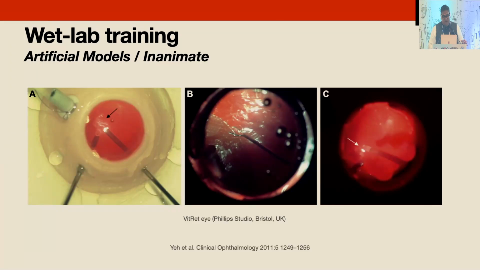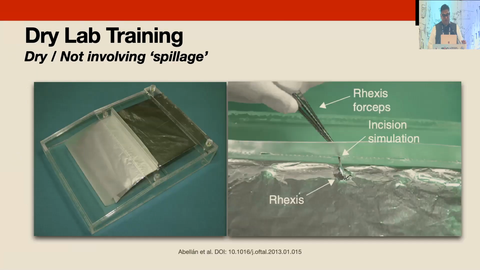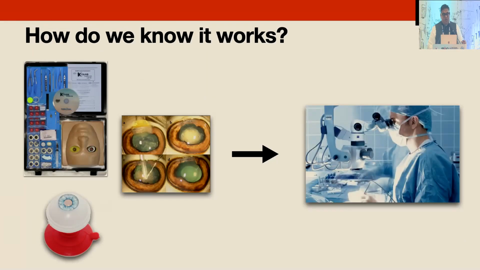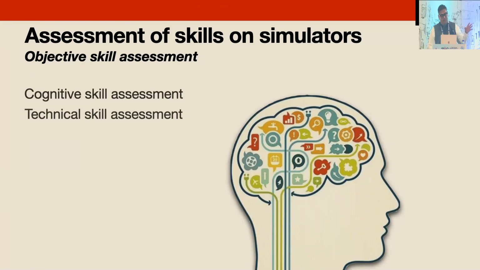This is Vitret Eye, which is a Philips-based model for vitrectomy. And of course, dry lab training, where there is no spillage involved, like I mentioned, an IOL box or Rexus forceps on a taut aluminum foil, all of them work to train some of the skills needed in the real OR. But how do you know whether it works or not? You really need to assess the performance on a simulator to know whether it correlates to real-life surgery. There are two ways of doing this: cognitive skill and technical skill.